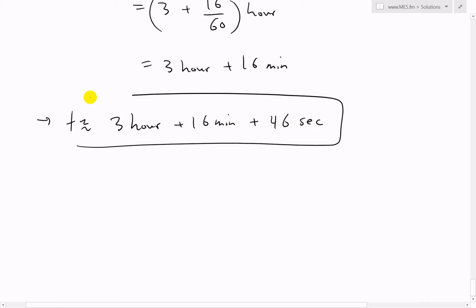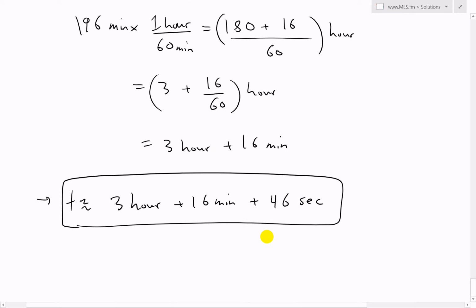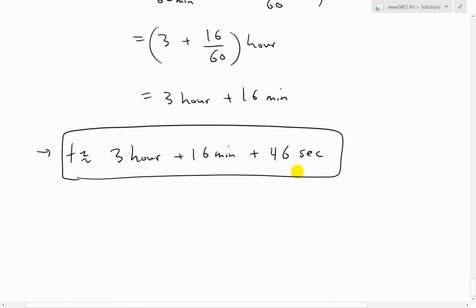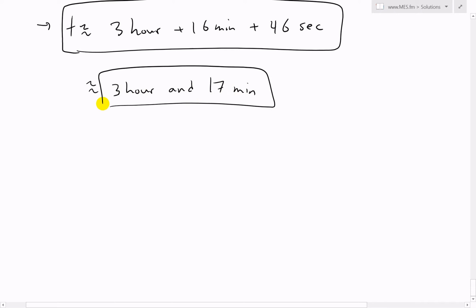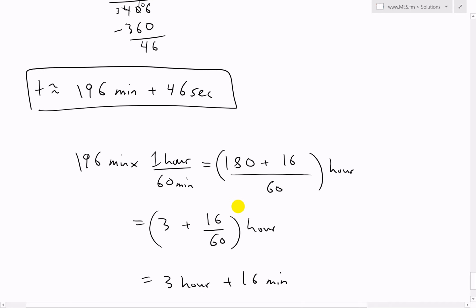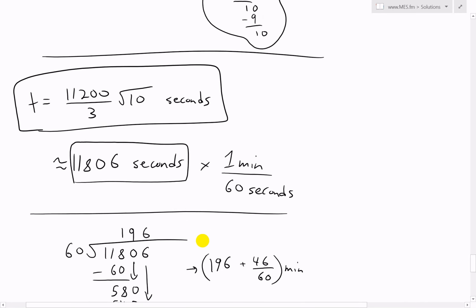I'll highlight this. So this is how long it takes to drain, and then what my calculus book does is just round it up to 17 minutes, or in other words, 3 hours and 17 minutes. And it's all roughly because we rounded up initially. So that's our answer. So after just over 3 hours is how long it takes for that spherical tank to completely drain of water when it was initially half full.